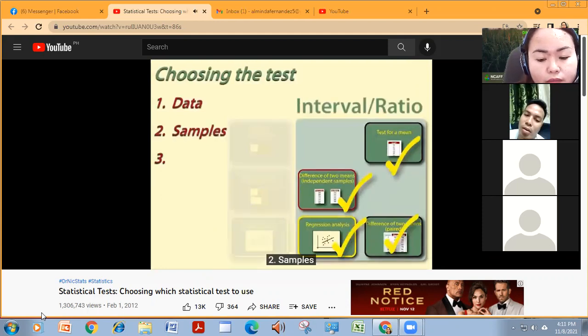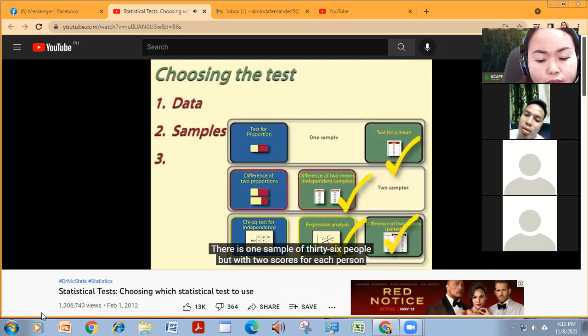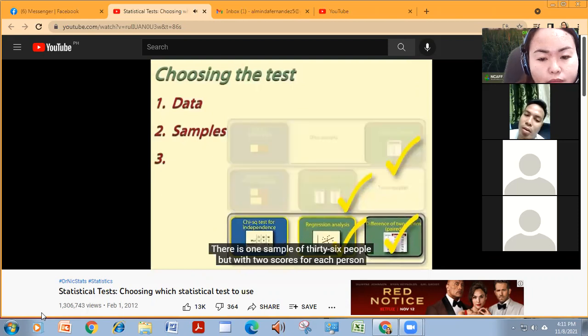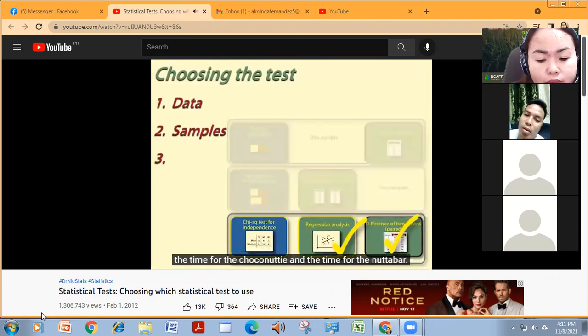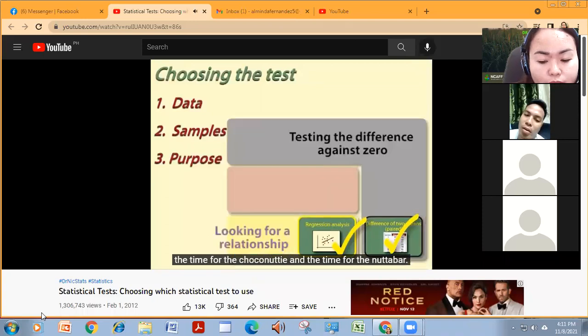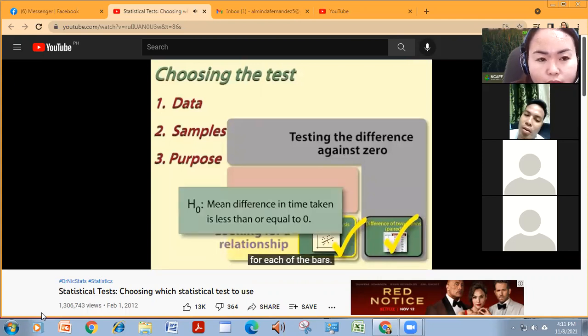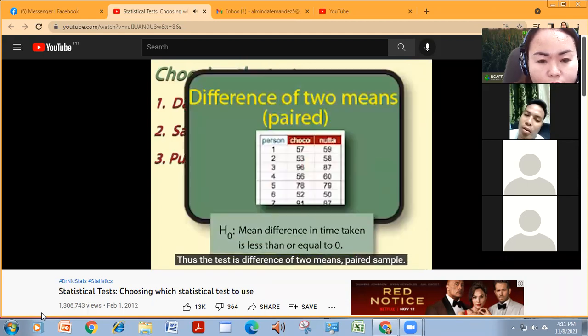2. Samples. There is one sample of 36 people, but with 2 scores for each person, the time for the chocolate and the time for the Nutter bar. 3. Purpose. She is looking at whether there is a difference in the amount of time taken for each of the bars. Thus, the test is difference of two means paired sample.